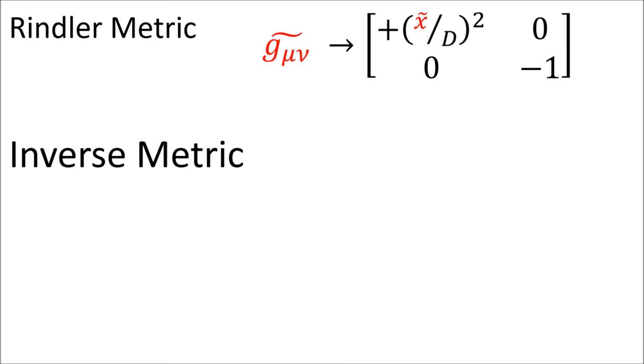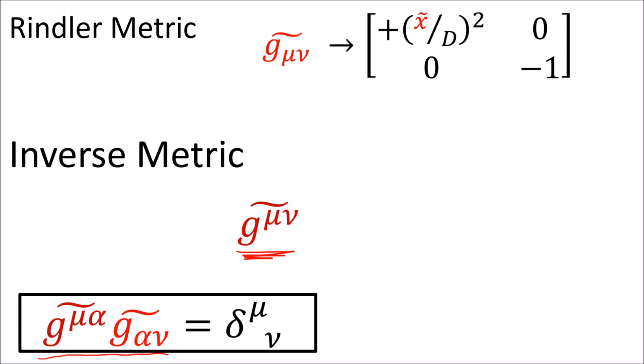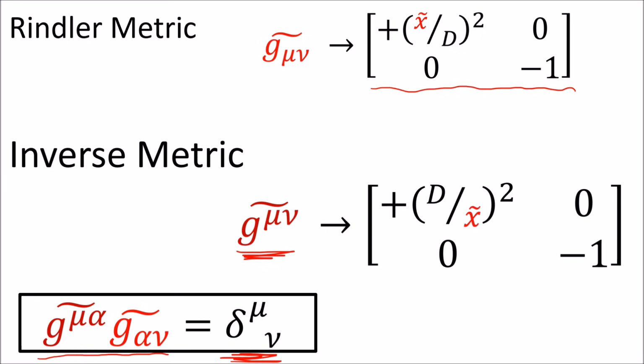And recall, g with upper indices is just the inverse metric matrix, which sums with the ordinary metric to give the Kronecker delta. Since the Rindler metric is diagonal, we can get its inverse matrix just by taking the reciprocal of the diagonal elements in the ordinary metric.